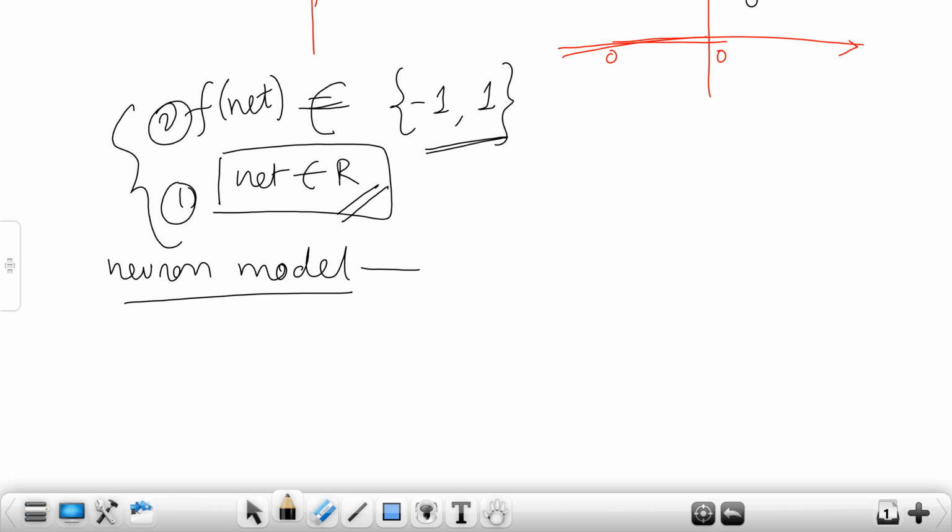Fine. Now we'll see different kinds of activation functions that can be used according to this. Before that, I just want to talk about a few things. As you can see, the activation functions can be discrete or continuous, as you have seen in the figures that I've drawn. Neuron output can be either discrete or continuous.